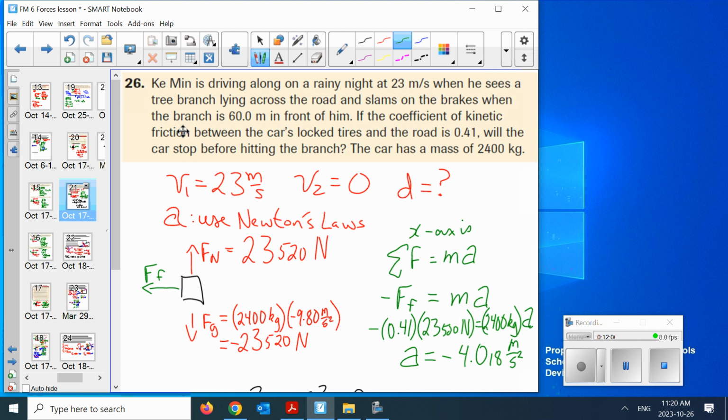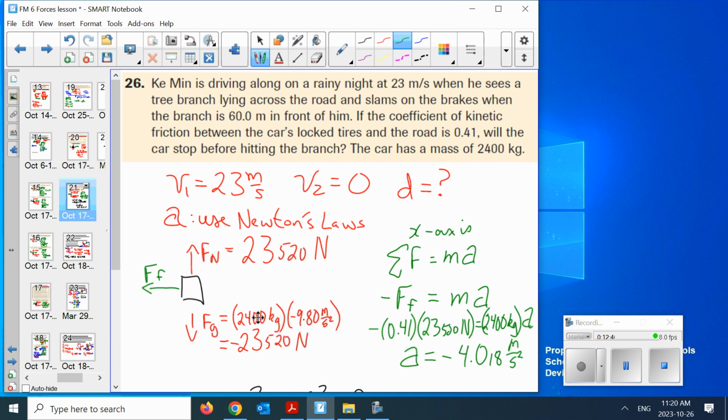I forget this one here. Let me read it carefully. Came in, is driving along on a rainy night at 23 meters per second. Sees a tree branch, the road slams on the brakes when the branch is 60 meters in front of him. The friction between the locked tires and the road is 41. Yes, so that's a mu value. Will the car stop before hitting the branch? So does it stop within 60 meters? Newton's law tells me it's a 2,400 kilogram car.